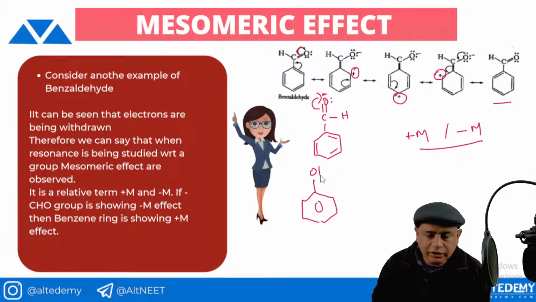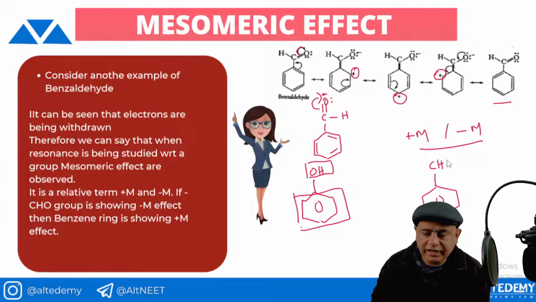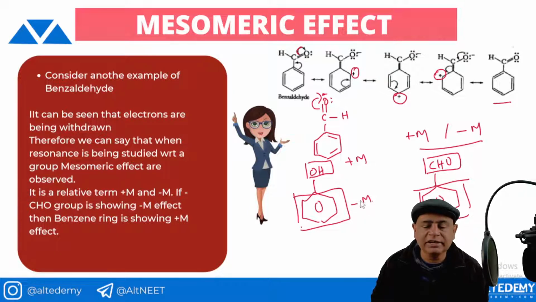We have a group OH, and this is a phenol. In another situation, we again had a group and we again had CHO. Now let us try to understand these two things. Here we said OH is creating plus M. Then obviously the benzene ring will be creating minus M effect, because if it is pushing the electron, the benzene ring will become minus. Here CHO, we said, is creating minus M effect. Then this benzene ring will be creating plus M effect.